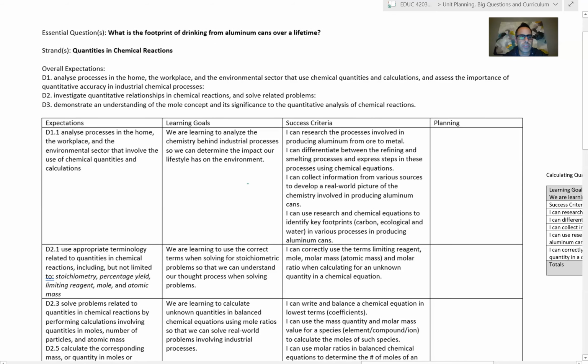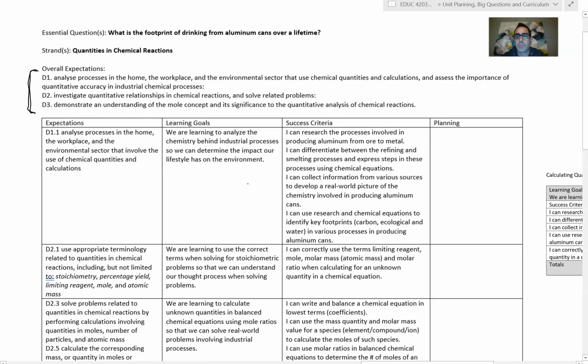And it's real simple, very straightforward. The idea is that we want to take a look at what overall expectations we're covering in any unit that we're doing. Things might overlap multiple units as well. This is such a big question that I would cover pretty much the entire course, so I could break it up into parts of the study. But if we're just looking at quantities and chemical reactions, my overall expectations are really important.